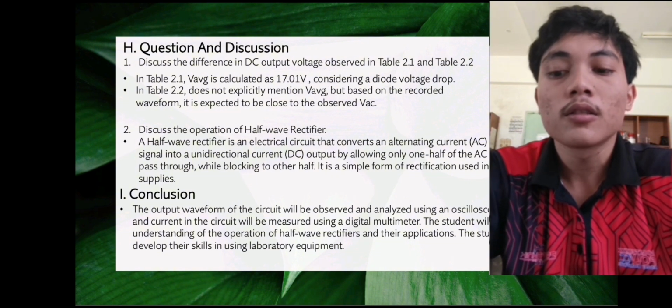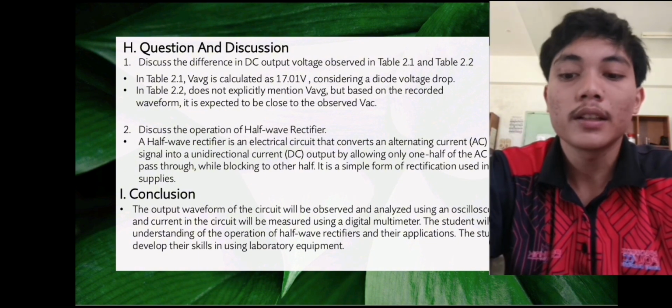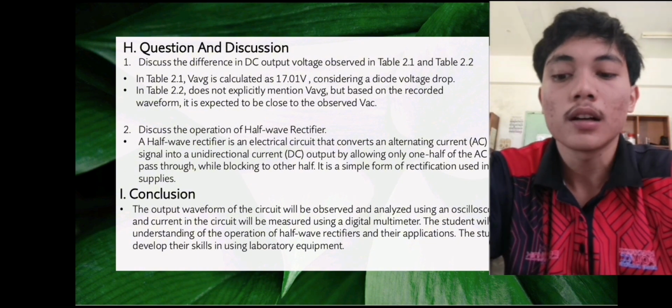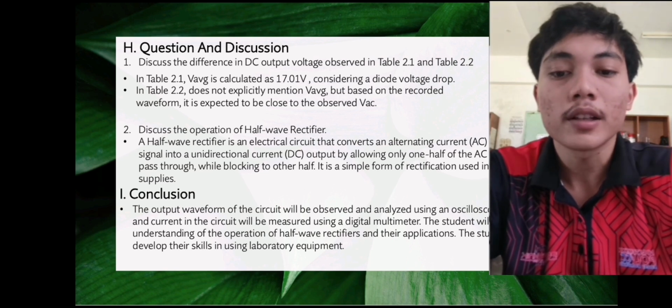And this is the conclusion. The output waveform will be analyzed using an oscilloscope and digital multimeter. From this, students will understand the function of a half-wave rectifier and exchange lab skills. Okay, that's all.